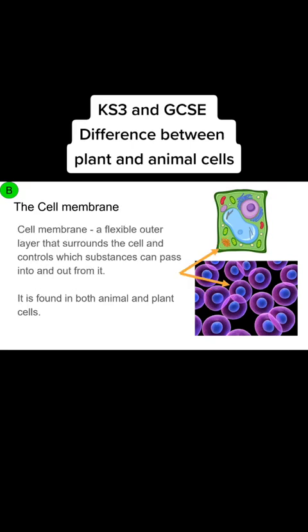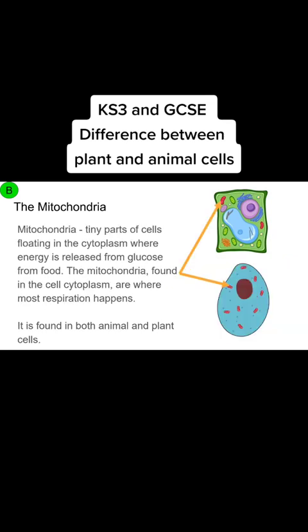Cell membrane is something again found in both animal and plant cells, and the job of the cell membrane is to provide surroundings to the cell and control all the substances that pass in and out of the cell, depending on the size.